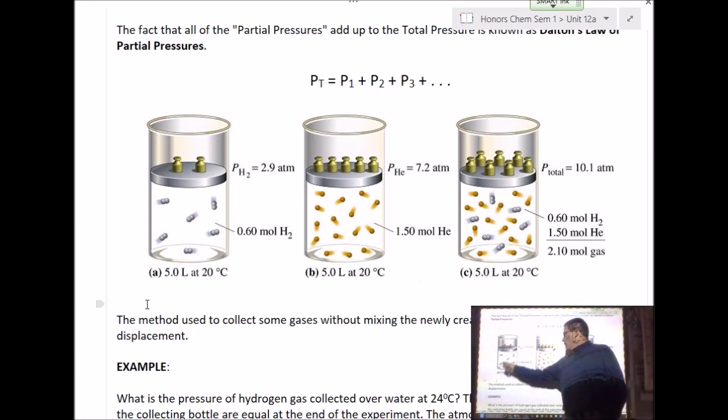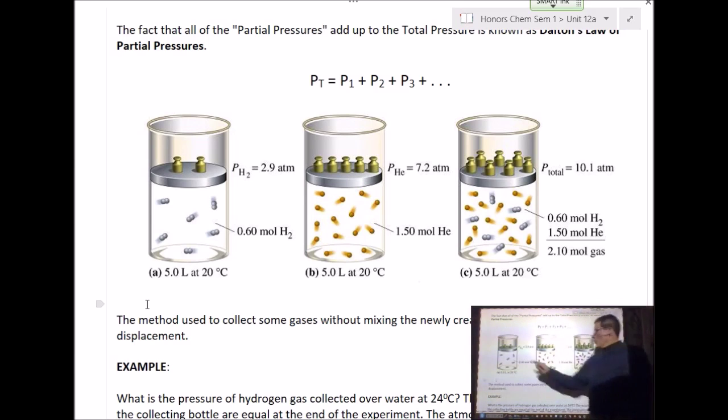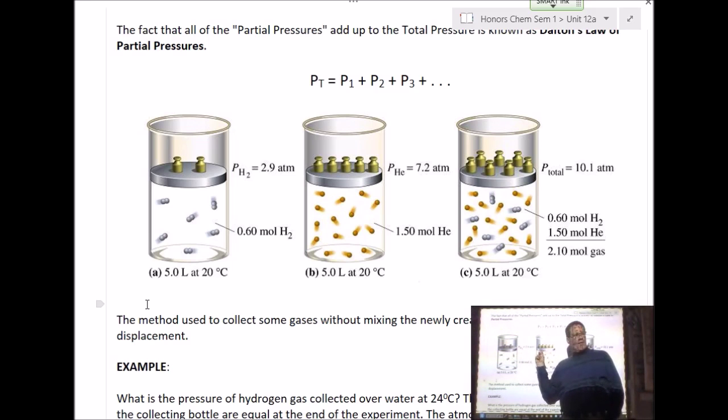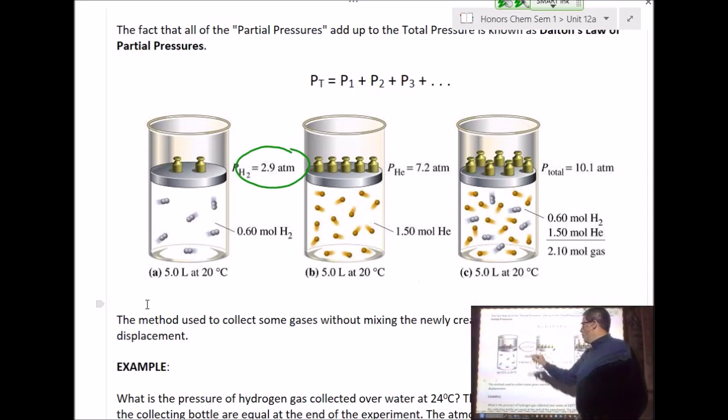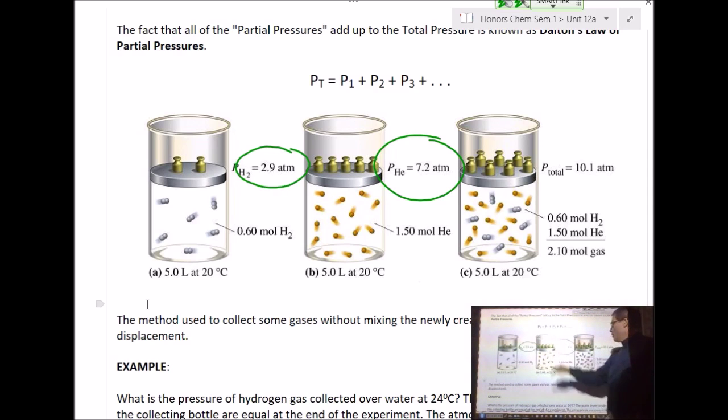In this, the gases are at the same temperature, we have the same volume, but they obviously have different pressures. If I look at this pressure here due to the hydrogen and this pressure here due to the helium, what do you think the total pressure is if I combine those two gases? Close, 10.1. You just add them up. And if you need to, you can use a calculator. Because the volume remains the same, the pressure is going to go up.